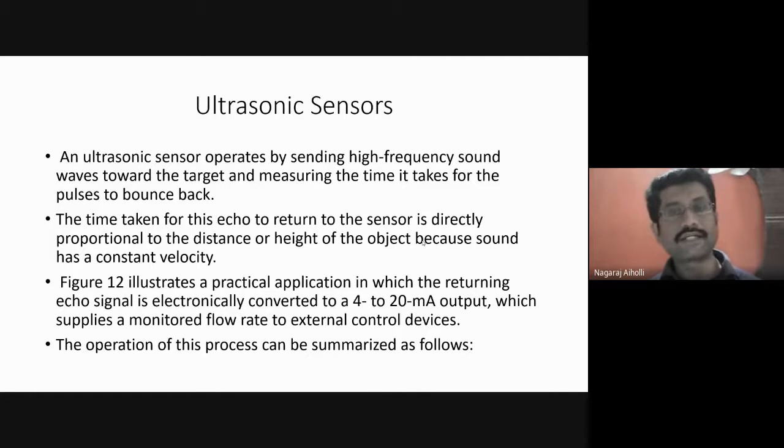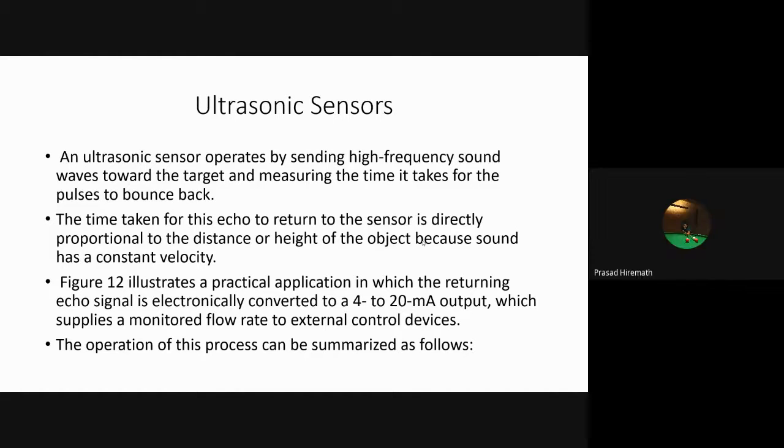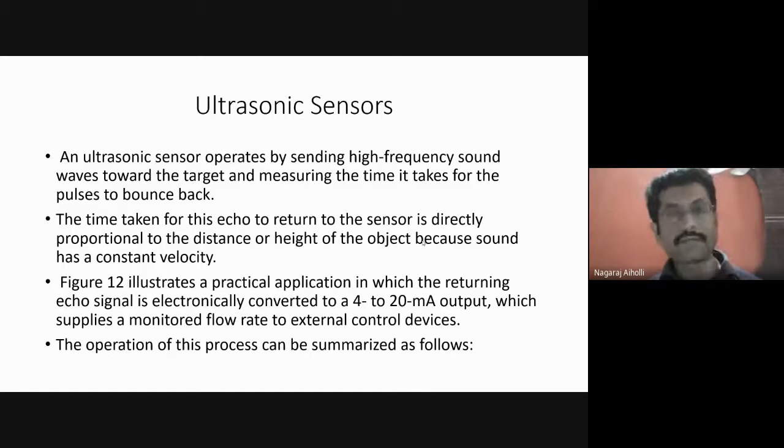Velocity of light signal, light velocity, is how much? Speed of light in vacuum, 3 into 10 raised to 8 meters per second. You are right. An ultrasonic sensor operates by sending high frequency sound waves towards the target and measuring the time taken to reflect back.